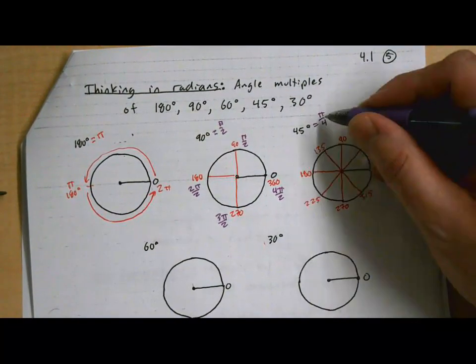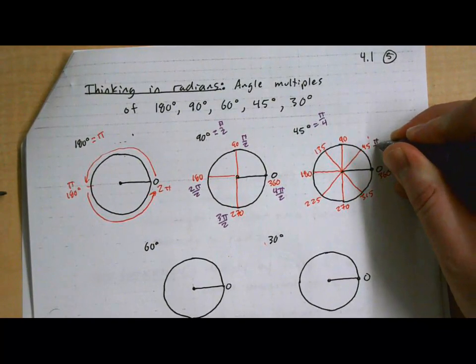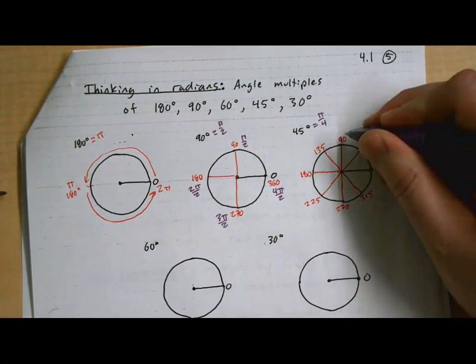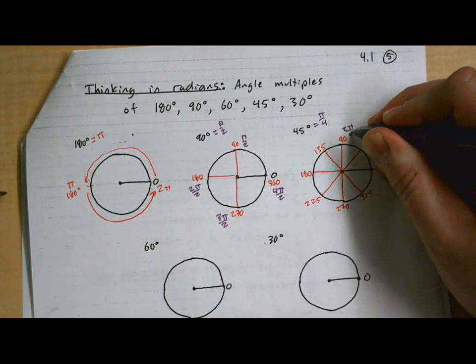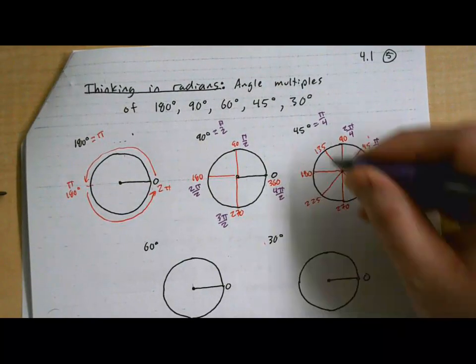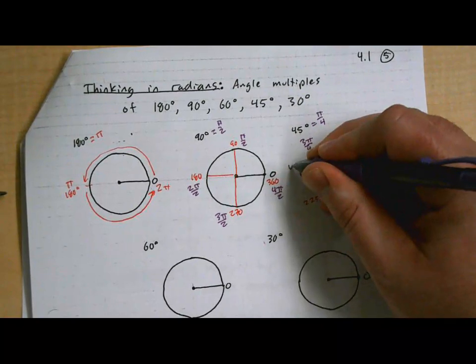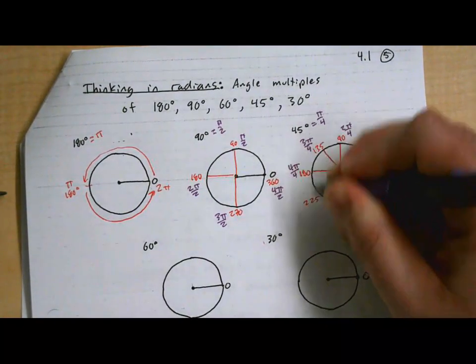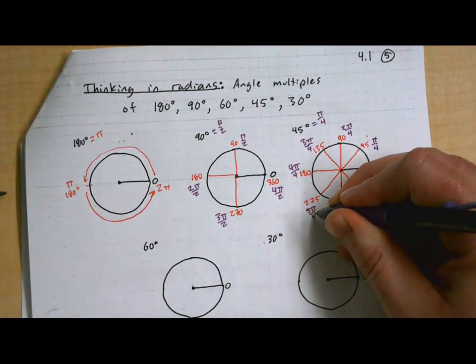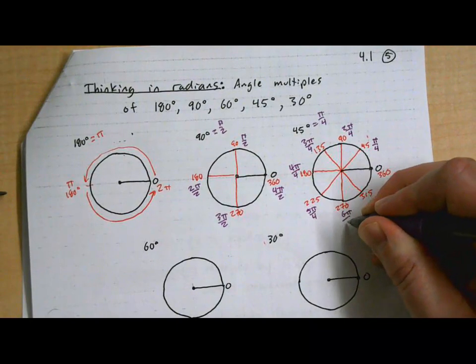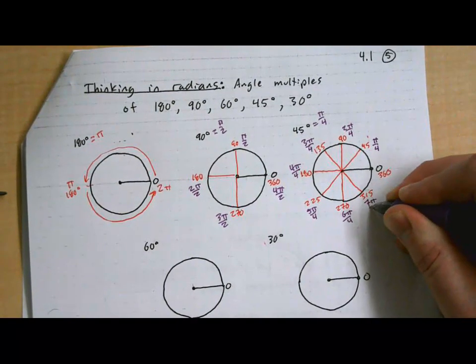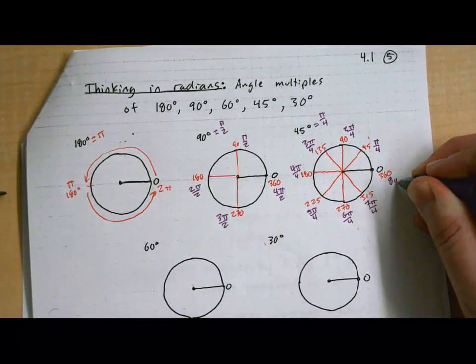we're going to count in radians. All right, are you ready? 1 pi over 4, 2 pi over 4, 3 pi over 4, 4 pi over 4, 5 pi over 4, 6 pi over 4, 7 pi over 4, 8 pi over 4.